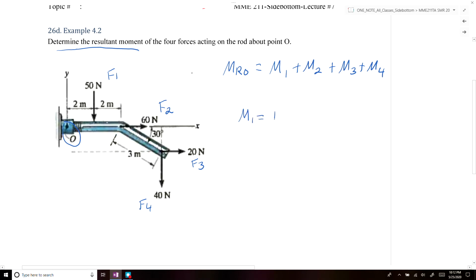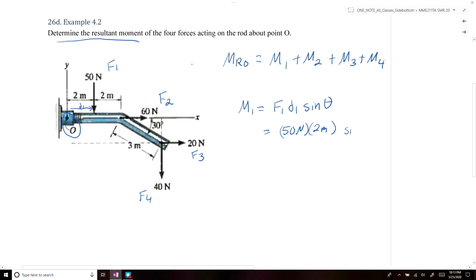So that's going to be equal to force 1 times d1 times the sine of theta, the angle between the force and the distance. All right. So we were given force 1 was equal to 50 newtons. D1 is equal to 2 meters, and the moment arm D1 and F1 are 90 degrees apart. So you would say this would be equal to sine 90 degrees. All right, and then the last thing we need to include here is a negative sign.